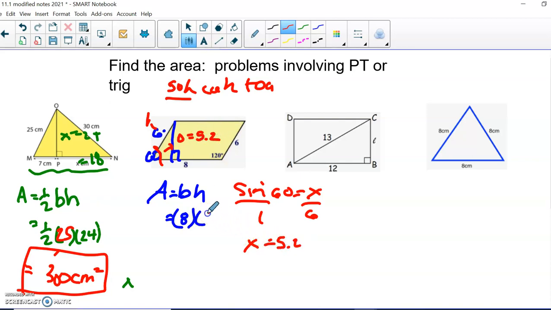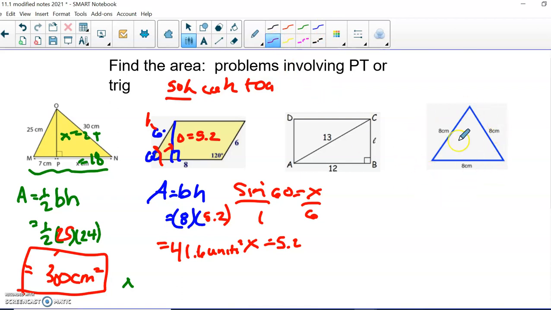I'm going to go ahead and put that in my formula. Multiply it times 8. And it looks like the area of this parallelogram is going to be 41.6 square units. All right. And this one again is Pythagorean Theorem. I wanted you to see this last one.